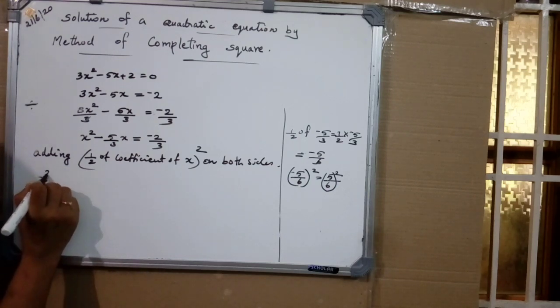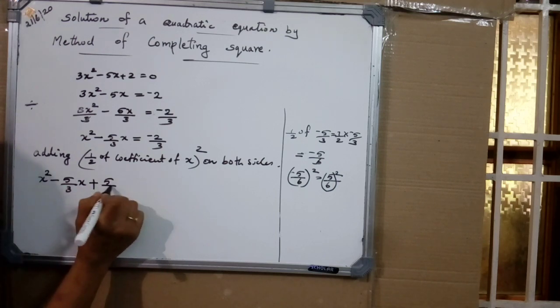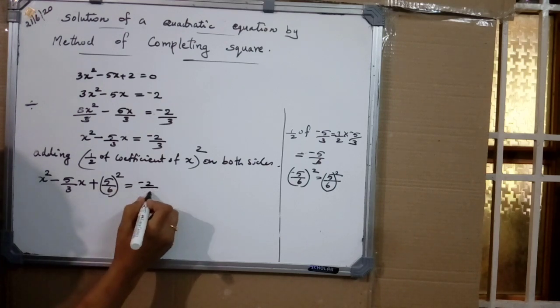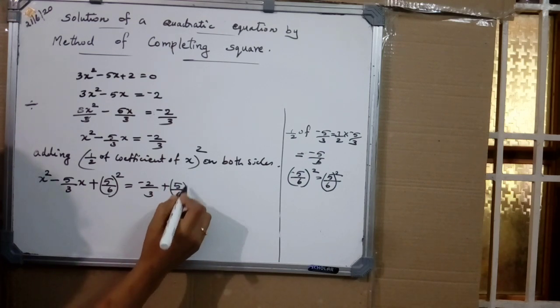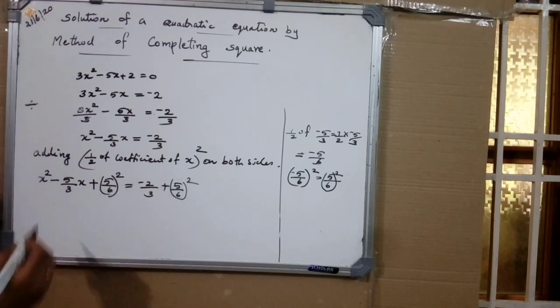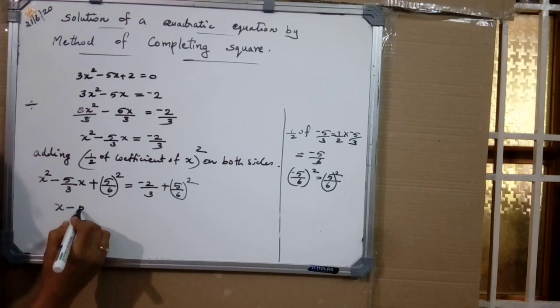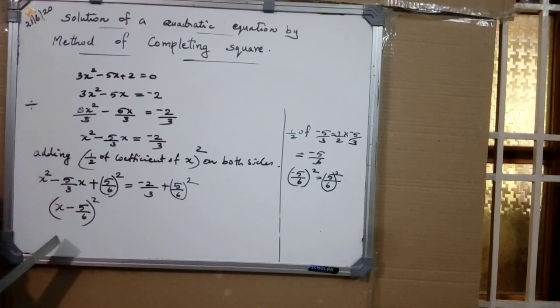Now adding on both sides, that is x square minus 5 by 3x plus 5 by 6 the whole square. While adding, we have to add on the right side also, 5 by 6 the whole square. Now we added half of the coefficient of x whole square on both sides. If you do so, you can see that this is becoming a perfect square. That will be the square of x minus 5 by 6 the whole square.